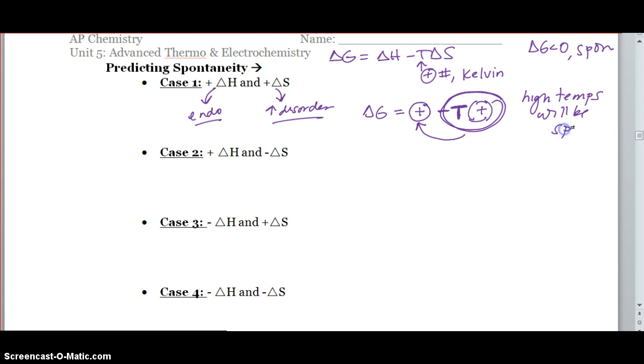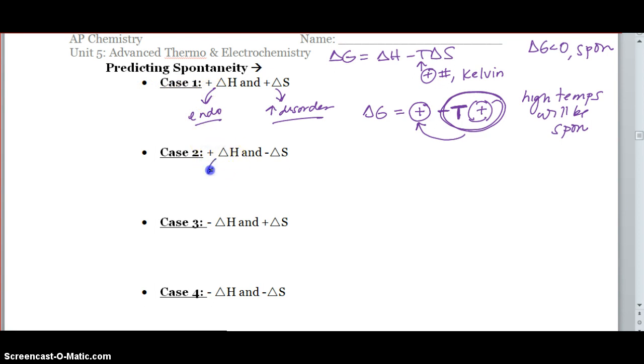And we're not using any numbers here because College Board loves doing this. They love giving you a scenario and saying, well, will this always be spontaneous? Will it always be non-spontaneous? Or under what conditions will it be spontaneous? Okay, so that's why we're going through these without numbers. So this is an either-or case, and it's temperature dependent.